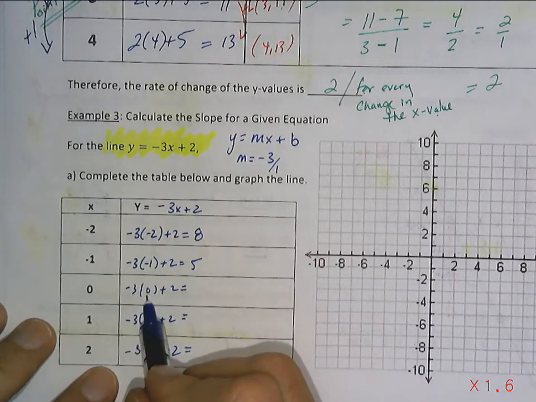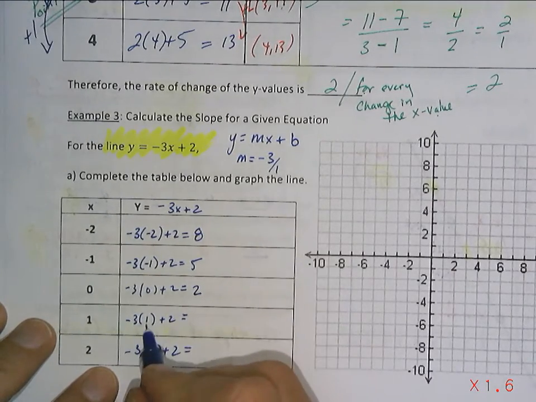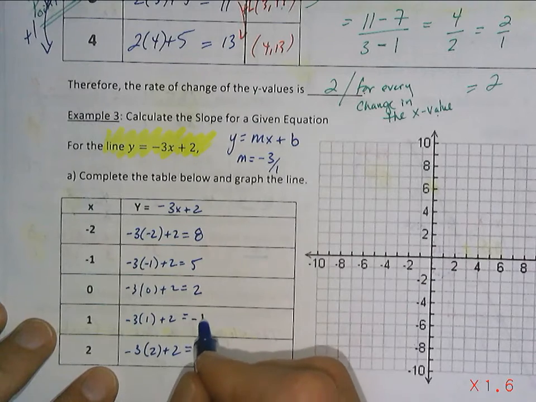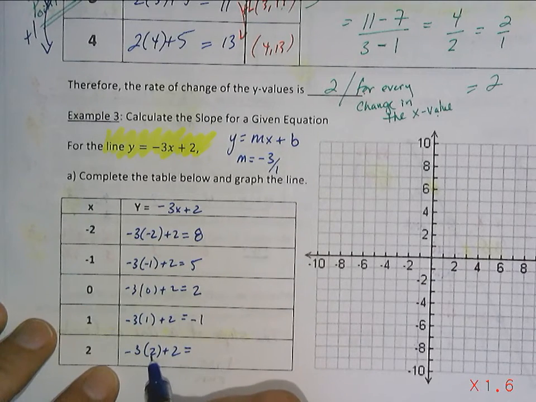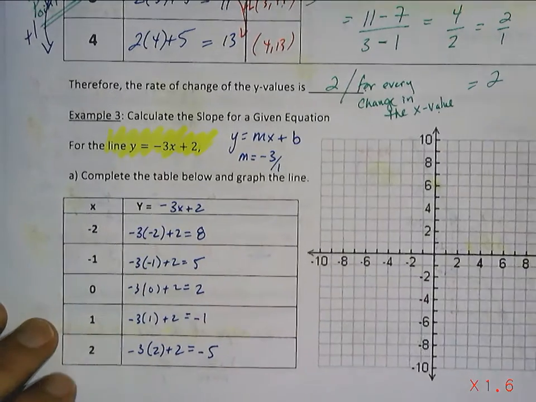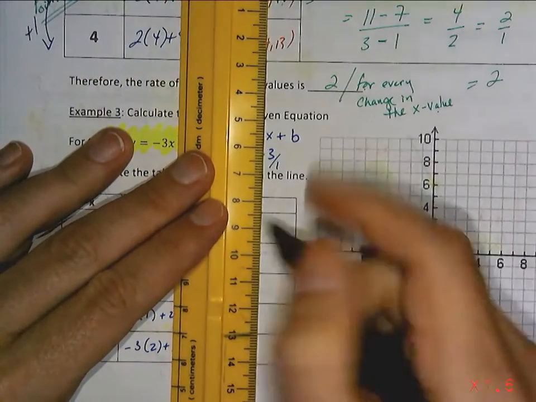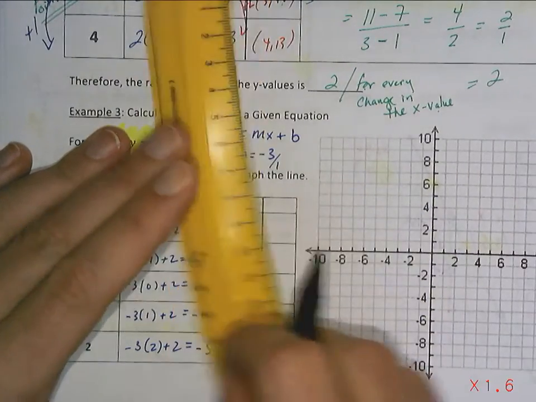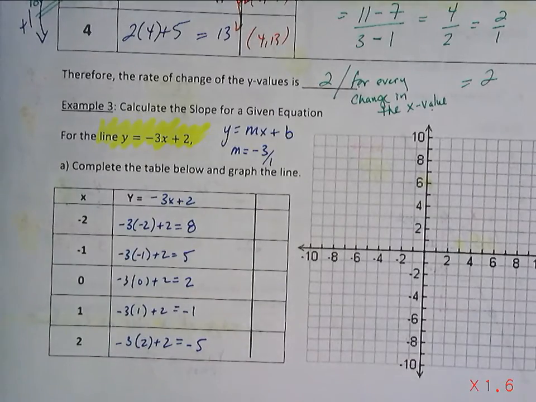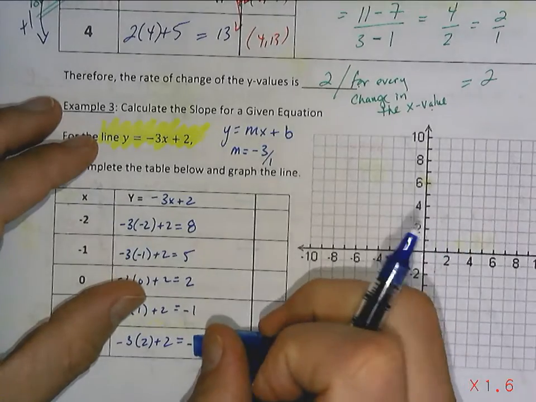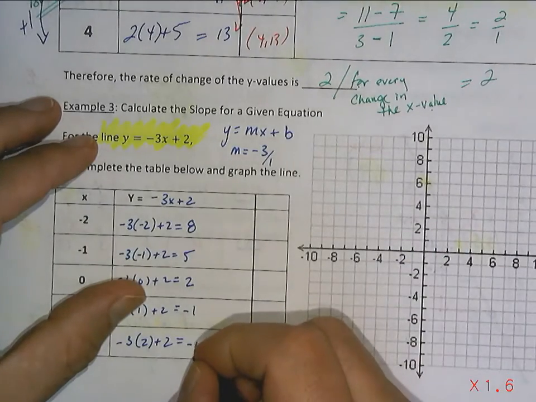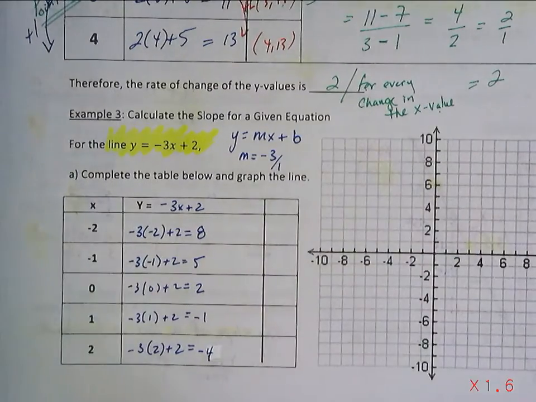Negative 3 times 0 is 0, plus 2 is 2. Negative 3 times 1 is negative 3, plus 2 is negative 1. Negative 3 times 2 is negative 6, plus 2 is negative 4. Once again, I think it was kind of important if we put in an extra column here. Yeah? It's negative 4. It is. I made a mistake. Good catch, Mr. Giles. Thank you. Change that to negative 4.